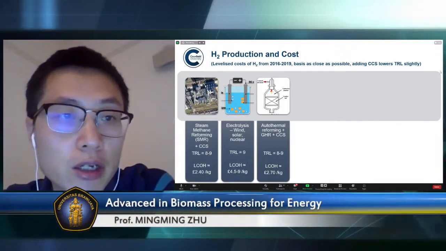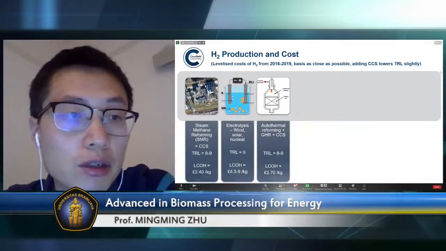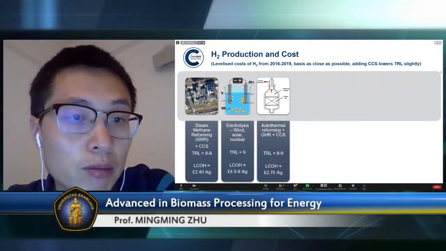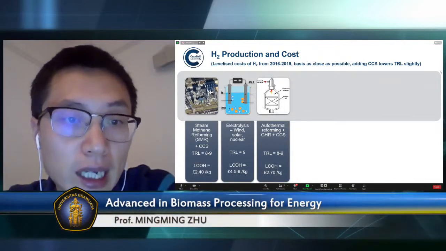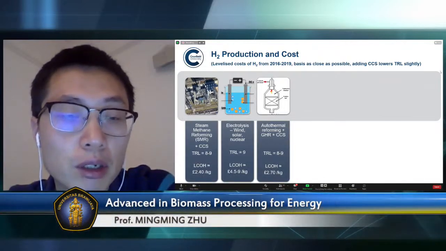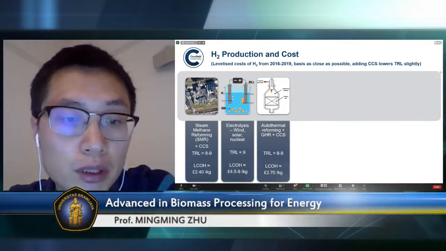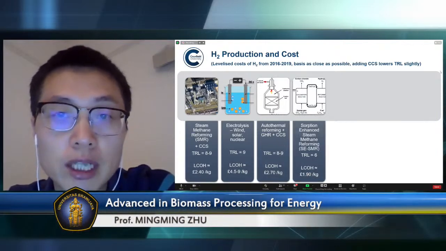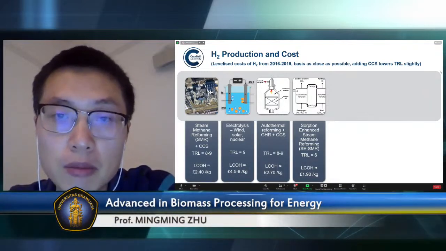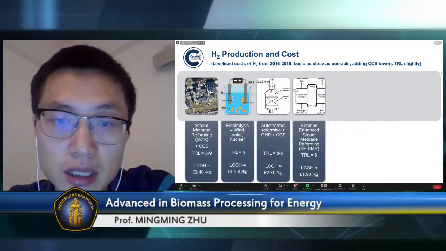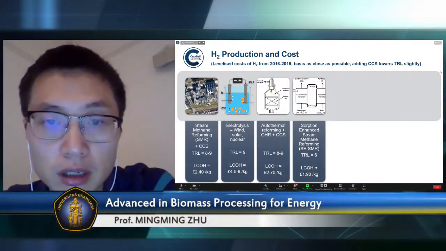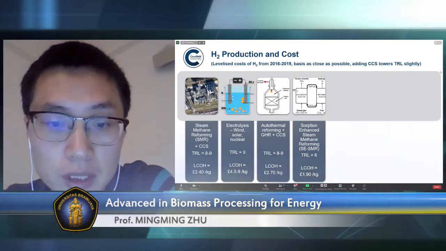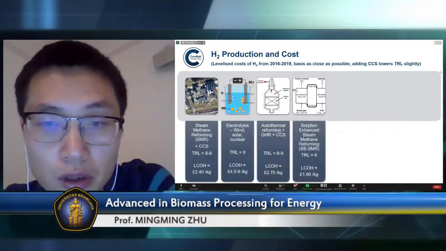And people try to modify the current methane reforming process. For example, you can burn some of the methane to provide the heat for the process. What we call the autothermal reforming process. And of course, we are working on using calcium to capture the CO2 simultaneously during the steam reforming, which I'm going to give you a very detailed description of. And we try to reduce the cost.